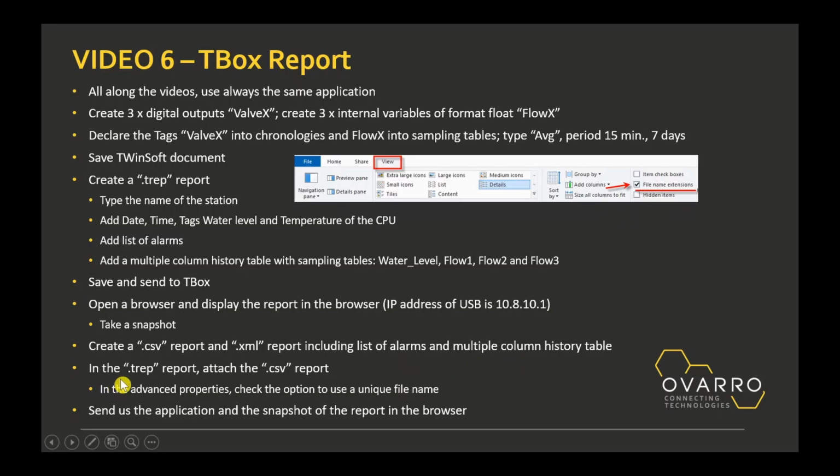In the TREP report, you attach this CSV report. In the advanced properties of the TREP report, you check the option to use a unique file name. You send us the application and the snapshot you have taken from the browser. Good luck!